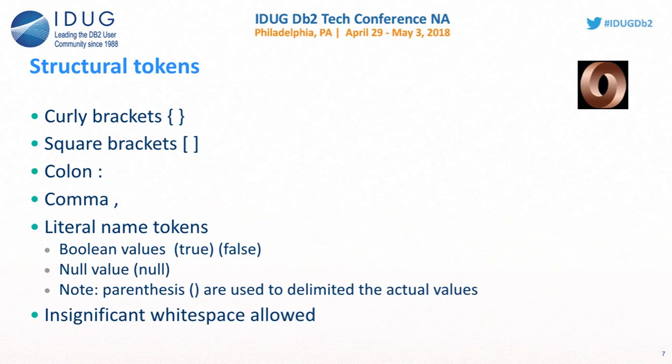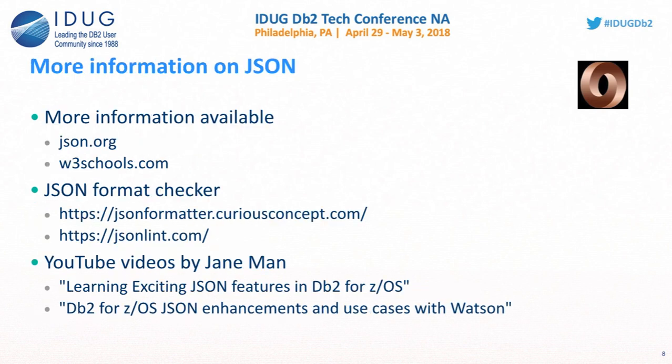The structural tokens that you've got to watch out for are the curly brackets, which I'll get into, square brackets, a colon, a comma, and there are a couple of literal name tokens that have to be exactly like this. There's true and false, and then there's null. And you don't put quotes around those. Well, you can put spaces around them, but I shorten them up to be as small as possible because in my mind, everything has to be a message and it has to be as short as possible because I'm putting it over the line. Insignificant white space is allowed, you can throw it in there, JSON will understand.